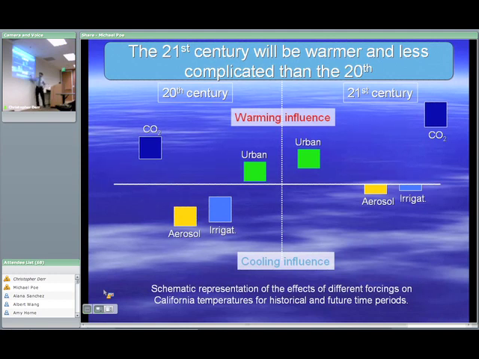There seems to be greenhouse warming. There, I think, clearly is urbanization, which is also a warming influence, but less important than greenhouse warming. Aerosols are a cooling influence. Irrigation is a cooling influence. They tend to cancel. They don't cancel uniformly because irrigation, for example, is more important in summer than winter and so on. So the point is, in the 20th century, there's warming things going on. There's cooling things going on. There's some cancellation. It's actually pretty complicated.